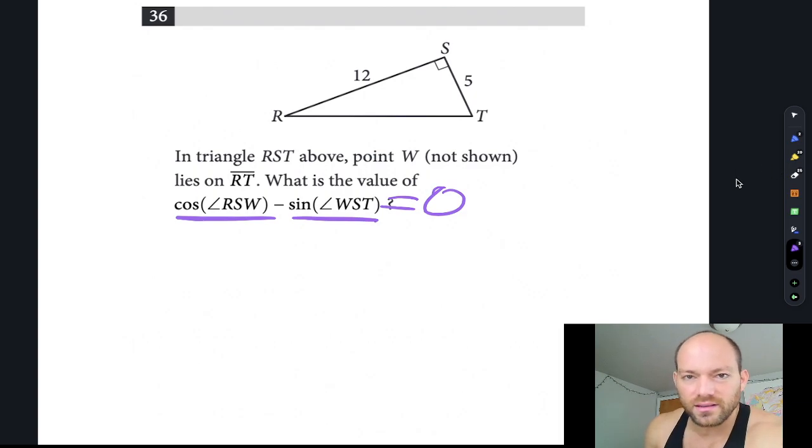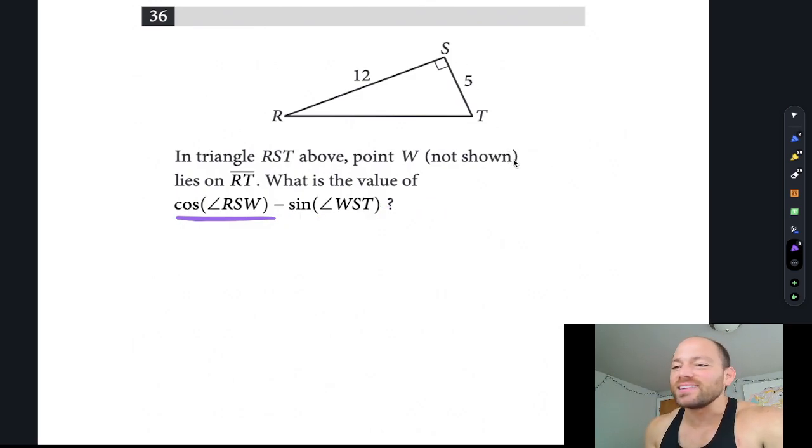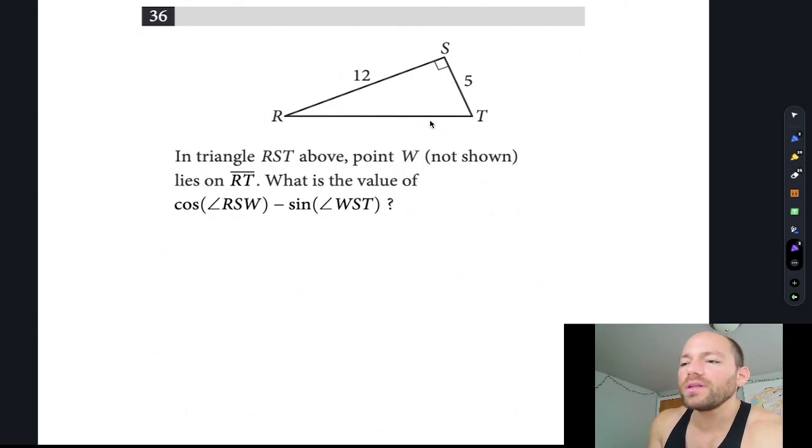This is a test of will and courage in a lot of ways, not just math. But let's just go ahead and see what happens. And if we go through this question for reals, point W not shown lies on RT. I'm just going to pick a random point here to be W. And the value of cosine of RSW. So I'm going to draw a line there because they're talking about that angle RSW, so that's this one here. And they're talking about the angle WST, which is this one here.